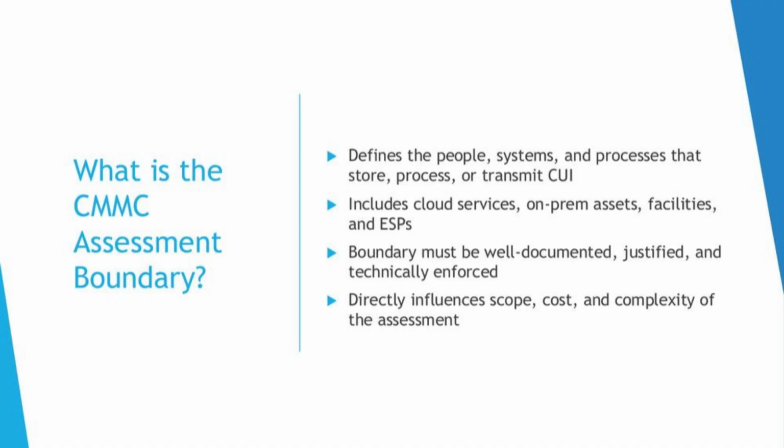Maybe you create a very clean, well-defined CUI enclave for your core contract work. Get that assessed and certified first. It's smaller, less complex, lower risk of failure. Then, maybe later, you tackle bringing a separate, more complex manufacturing network or a legacy system into a different assessment scope.